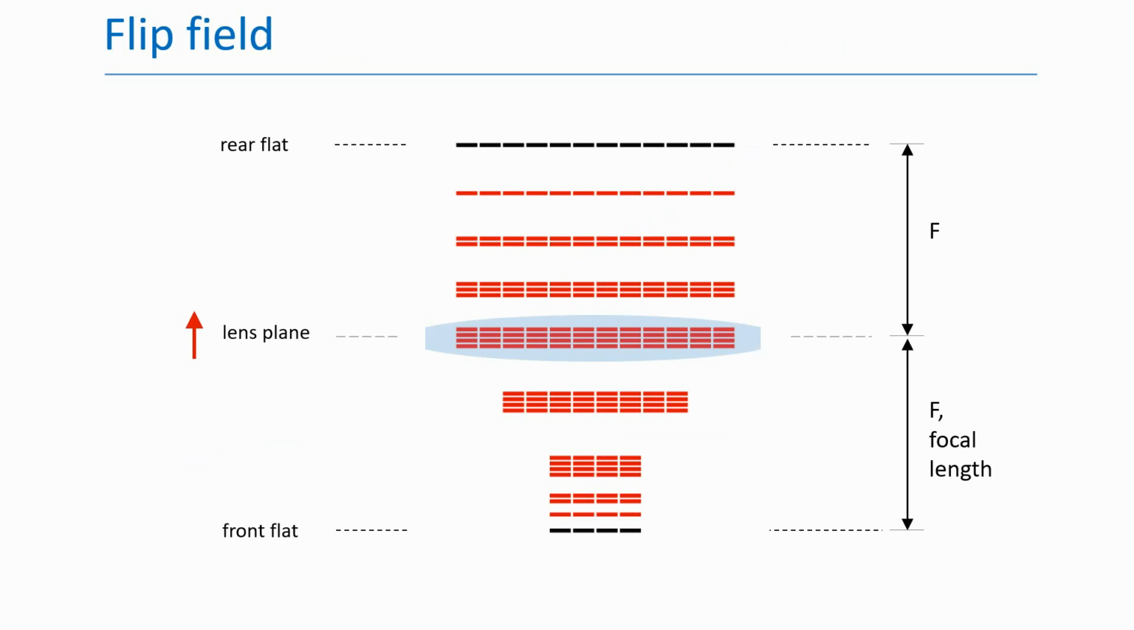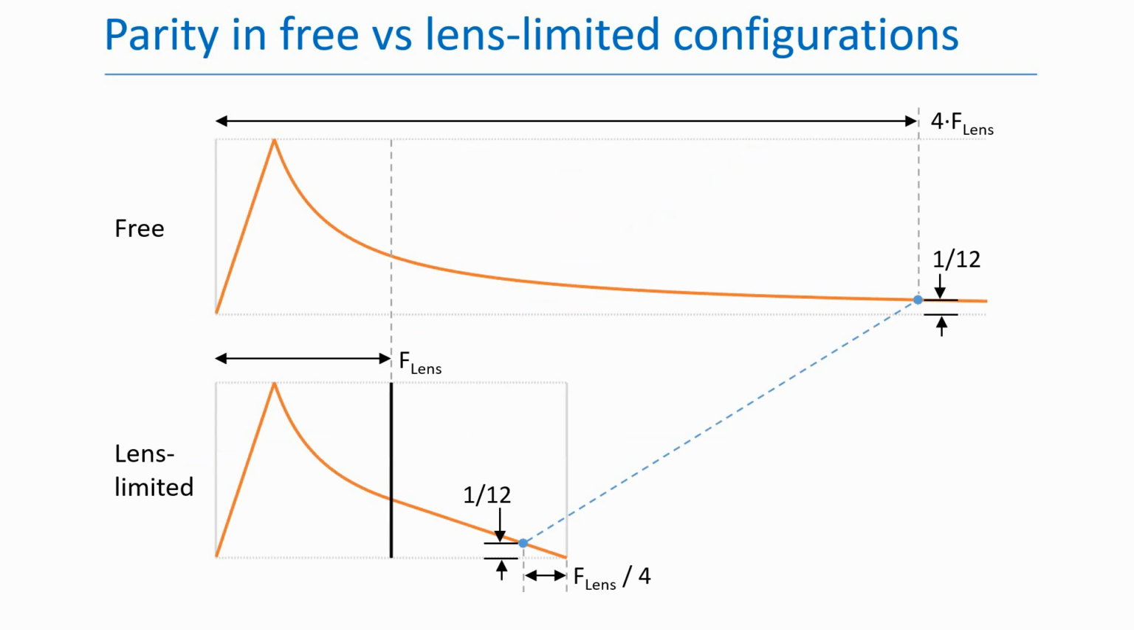In the flip field, the width stays constant, but the roundness decreases, and it reaches 0 at the rear flat. For every plane in the free configuration, there exists a corresponding plane with the same parity in the lens-limited configuration.